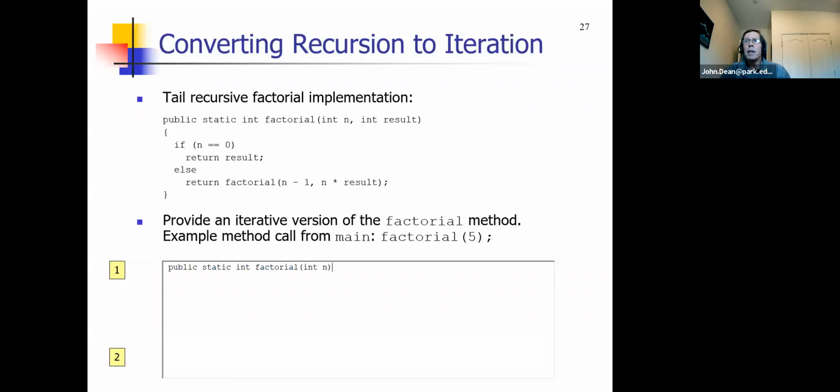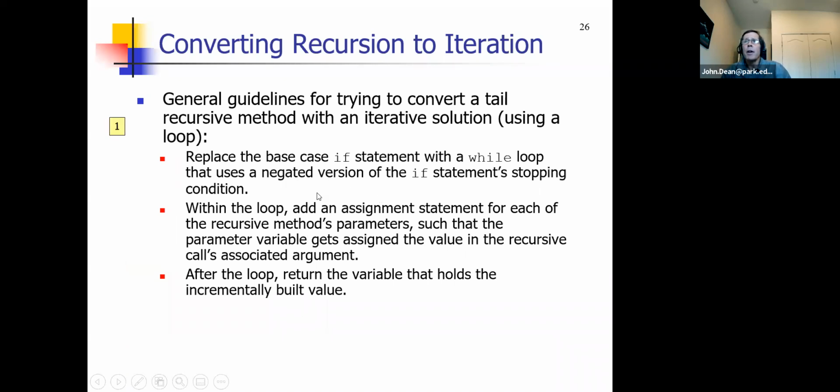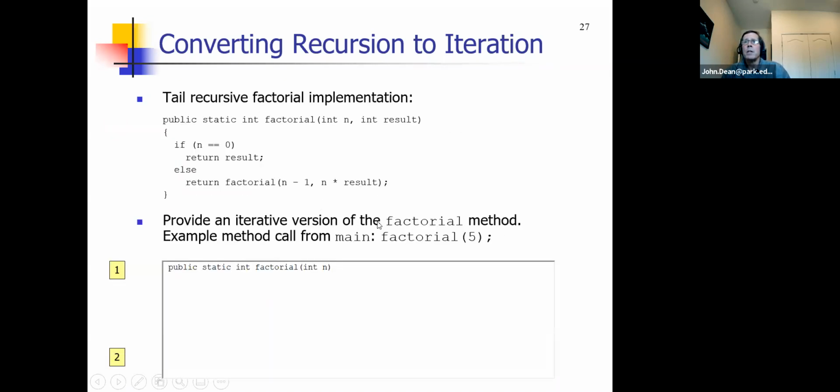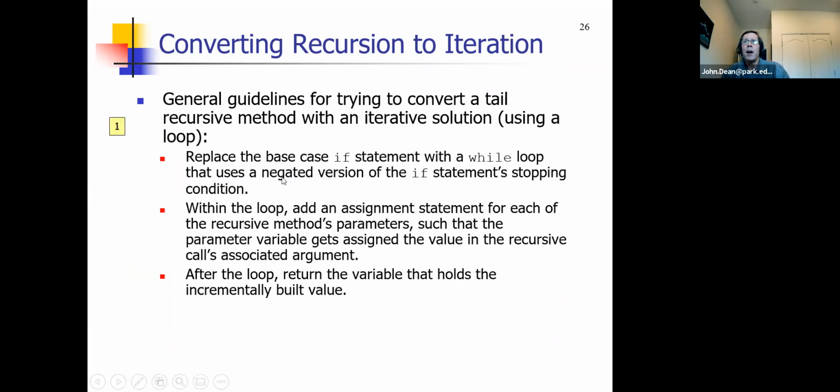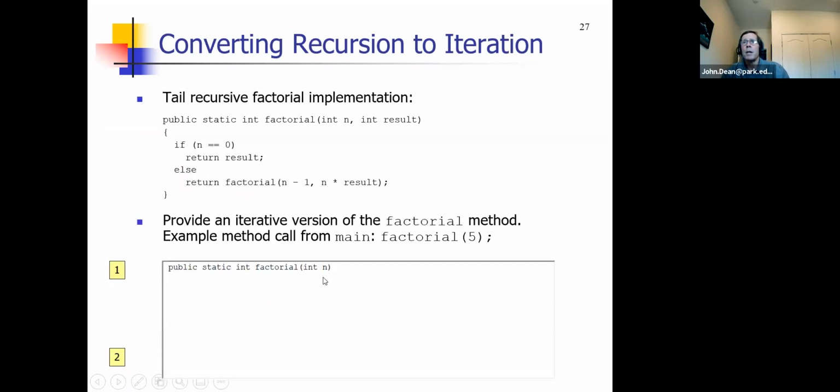Now I have n right there instead of two parameters. Previously I had n and result. That's not in my steps over here, how many parameters there are. I'm pretty sure it'd be impossible to have an algorithm that worked all the time. This is going to work for this particular example.